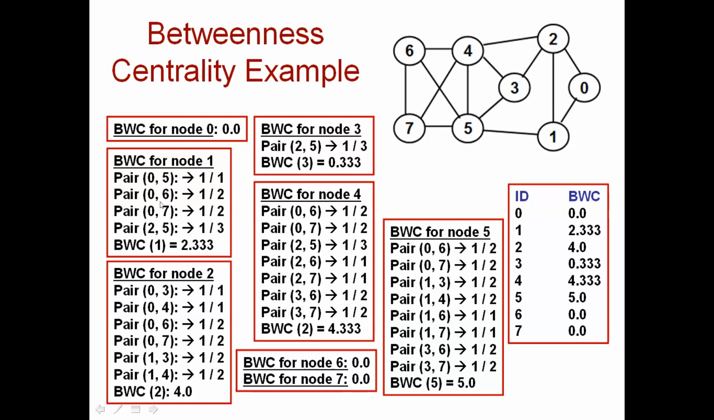So I have listed only those fractions, the pairs that go through node 1. All the other pairs don't go through node 1. So sum up all these fractions, and that's the betweenness centrality of node 1. And so you see the time complexity involved here. You need to do that for all the nodes in the network, and that's how you get the betweenness centrality of all the nodes here.